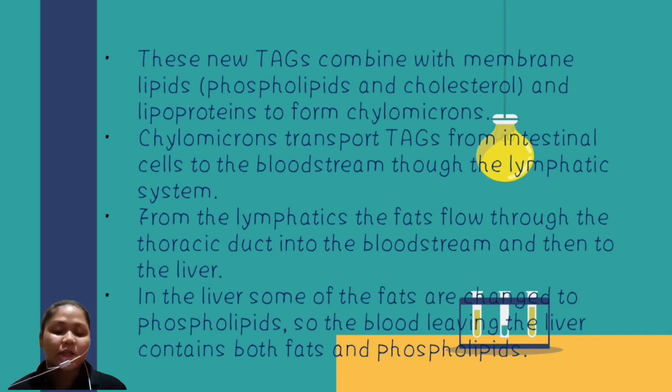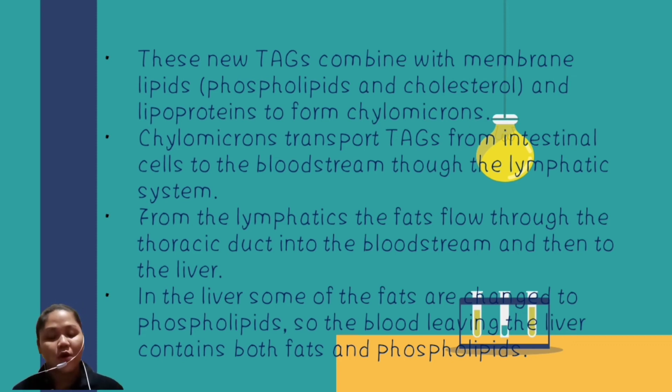So chylomicrons transport TAGs from inside the cell to the bloodstream through the lymphatic system. From the lymphatic system, the fats flow through the thoracic duct into the bloodstream and then into the liver.